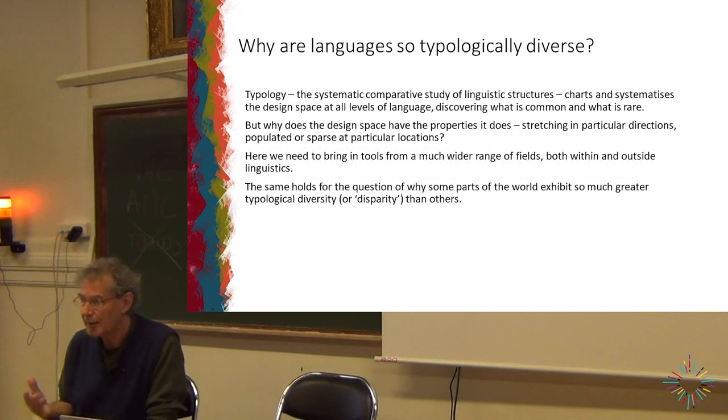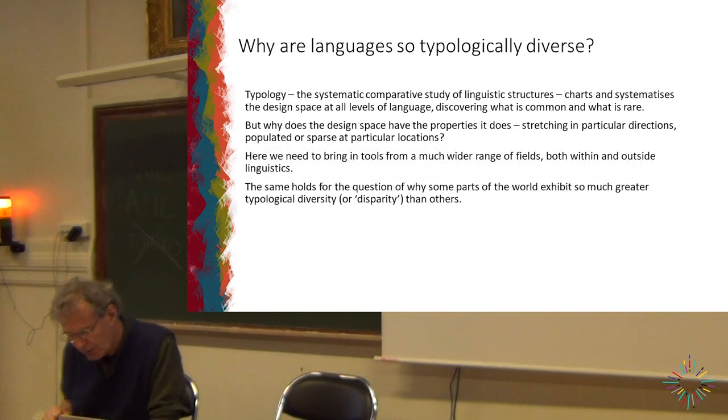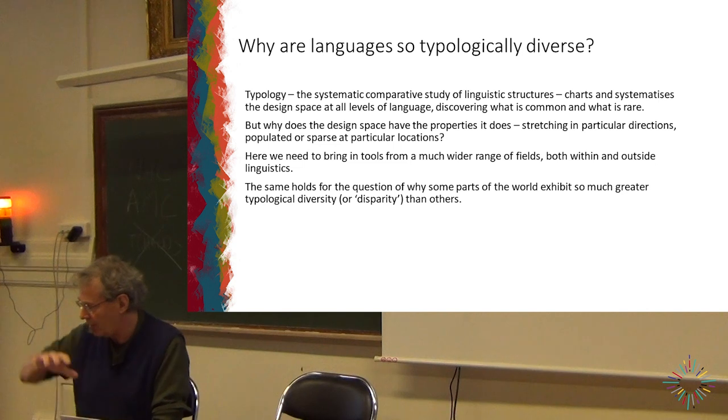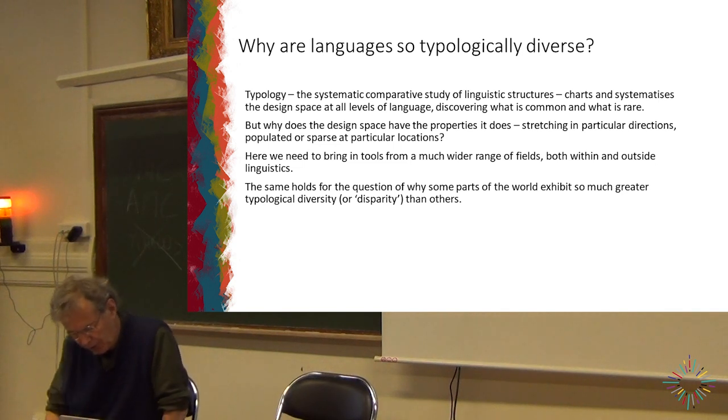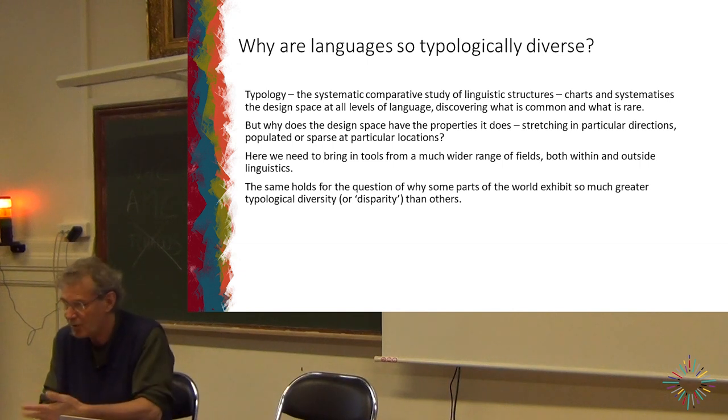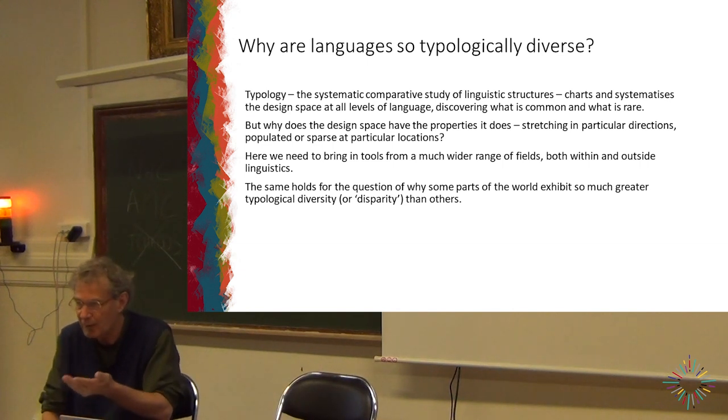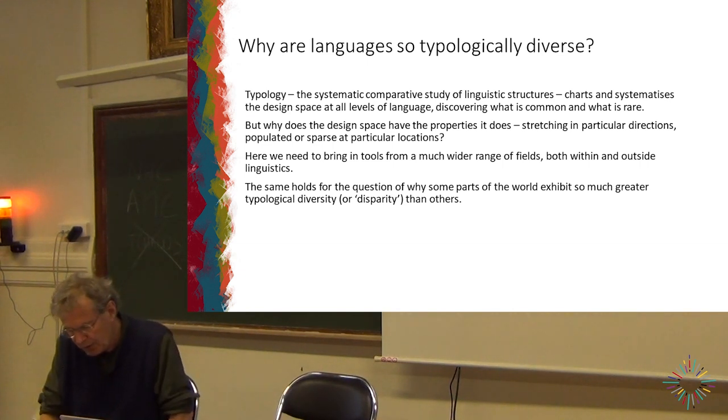So we can begin to argue why the design space has the properties it does. Why does it stretch out in particular directions? Why is it populated in some places and sparse in others? I think typology has certainly addressed some of those questions, but there are other parts where we need to bring in a wider range of tools.